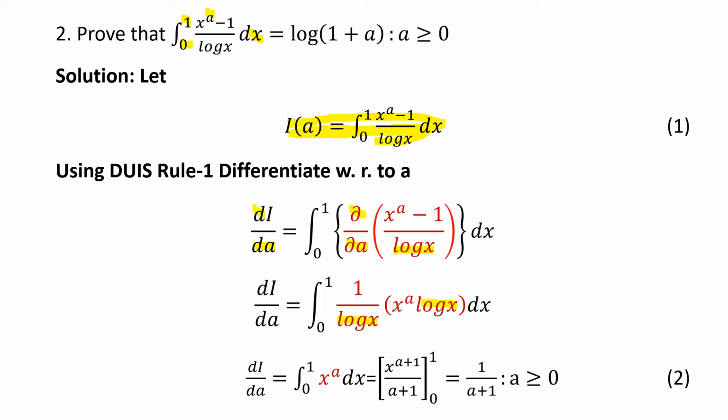Now x^a we have to integrate with respect to x, so we have to keep a as constant. So the integral of x to a constant is x^(a plus 1) upon a plus 1. Now we have to put the limits 0 to 1. If we put 1, then it is 1 upon a plus 1, and if we put 0, 0 raised to a, which is greater than 0, so it will be 0 only. So we are getting here dI by da is equal to 1 upon a plus 1.